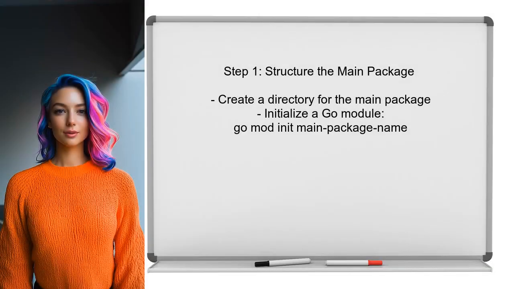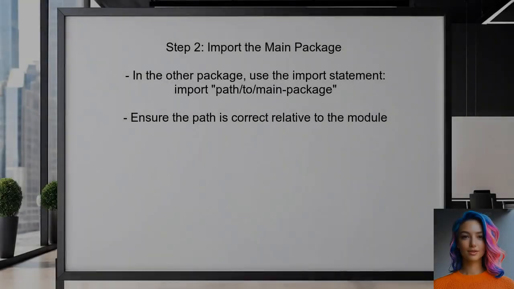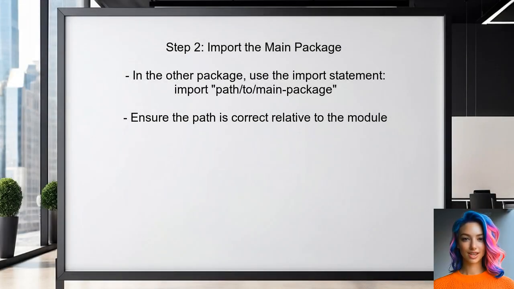To access the main package from another package, the user should first ensure that the main package is structured correctly. The main package should be in its own directory, and the user should create a Go module for it. Next, the user should ensure that the other package can reference the main package correctly. This involves using the correct import path in the Go files of the other package.